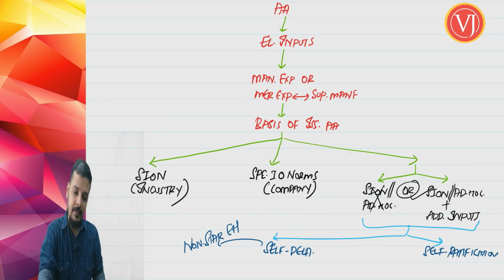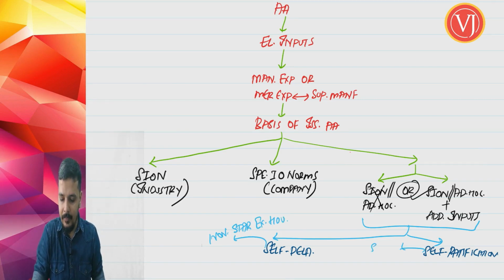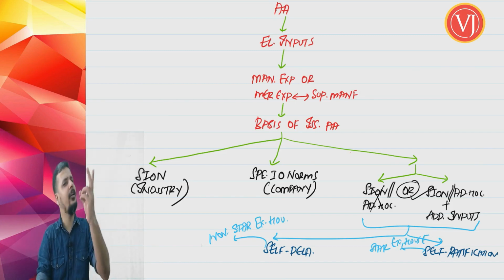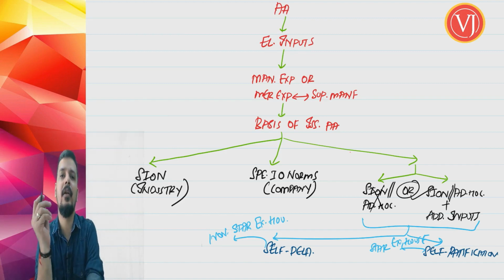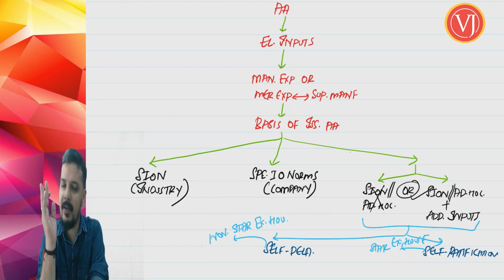And friends, when you are talking about self ratification, self declaration concept is for non-star export houses, and self ratification is for star export house category. Star export house category: 1-star, 2-star, 3-star, 4-star, 5-star, $3 million, $25 million, $100 million, $500 million, $2,000 million that we have discussed.